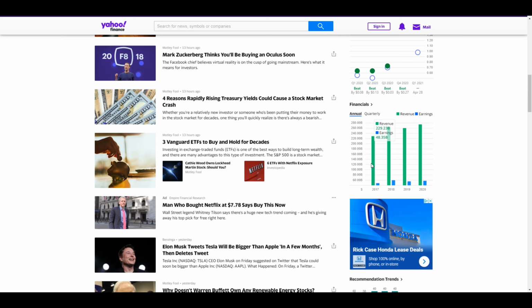So you can see that in 2017, its revenue was $229 billion with earnings of $48 billion, and it went up in 2018 to $265, and earnings went up to $59 from $48. Then you see a small decrease in revenue from $265 to $260, and earnings from $59 billion to $55 billion. But it picked up in 2020 from $260 to $274 billion, and from $55 to $57 billion. So overall, you can see that Apple is a pretty consistent company, and with time, it is growing its earnings as well as its revenues.